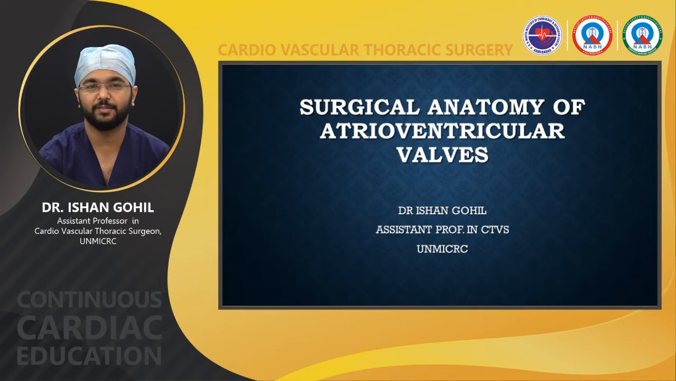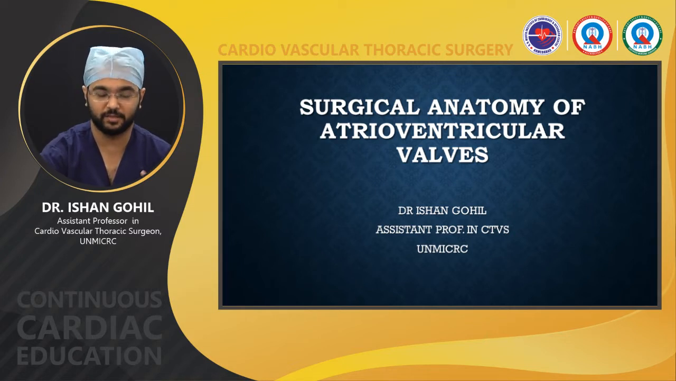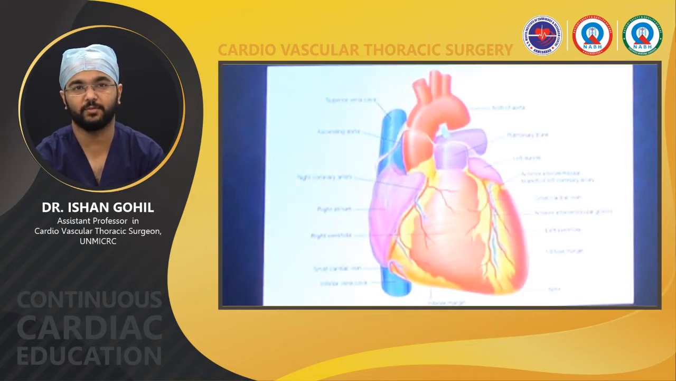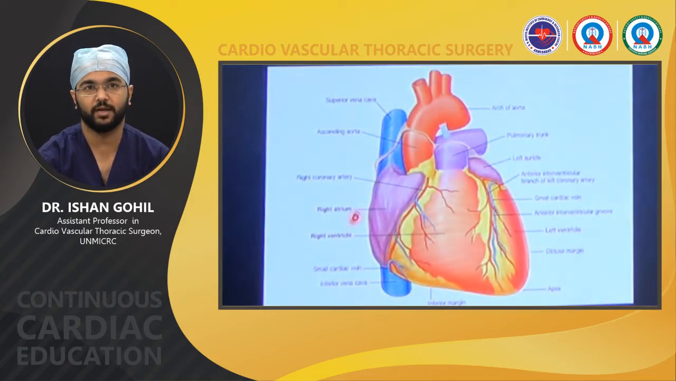Good morning guys. Today I am here to explain to you the surgical anatomy of the atrioventricular valves, which basically includes the mitral and the tricuspid valves. So we already know the basic anatomy of the heart. This is the heart. It includes SVC, IVC. There are 4 chambers: RA, RV, LA and LV. The outflow tract, in which the RA, RV drains into the pulmonary artery and the LA, LV drains into the aorta.